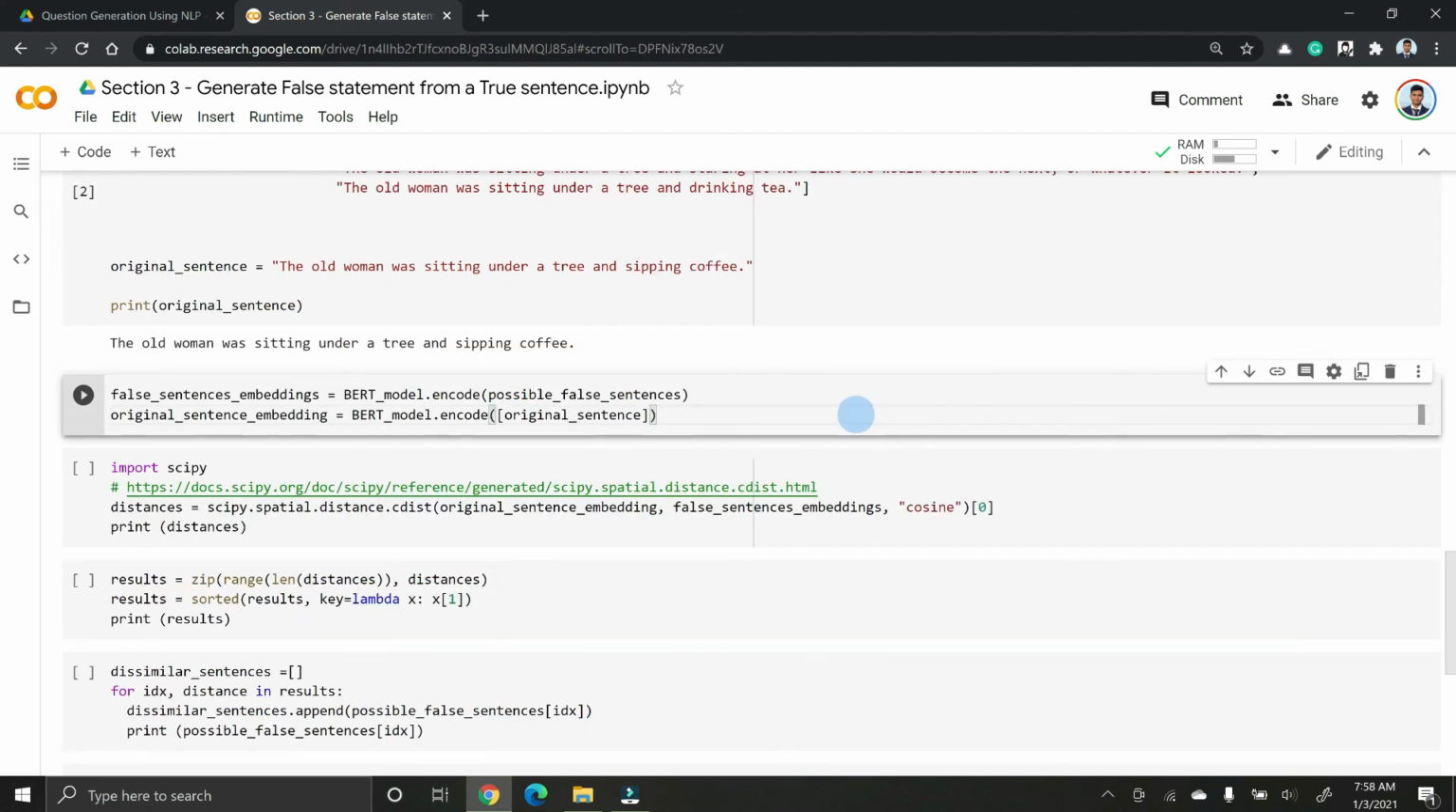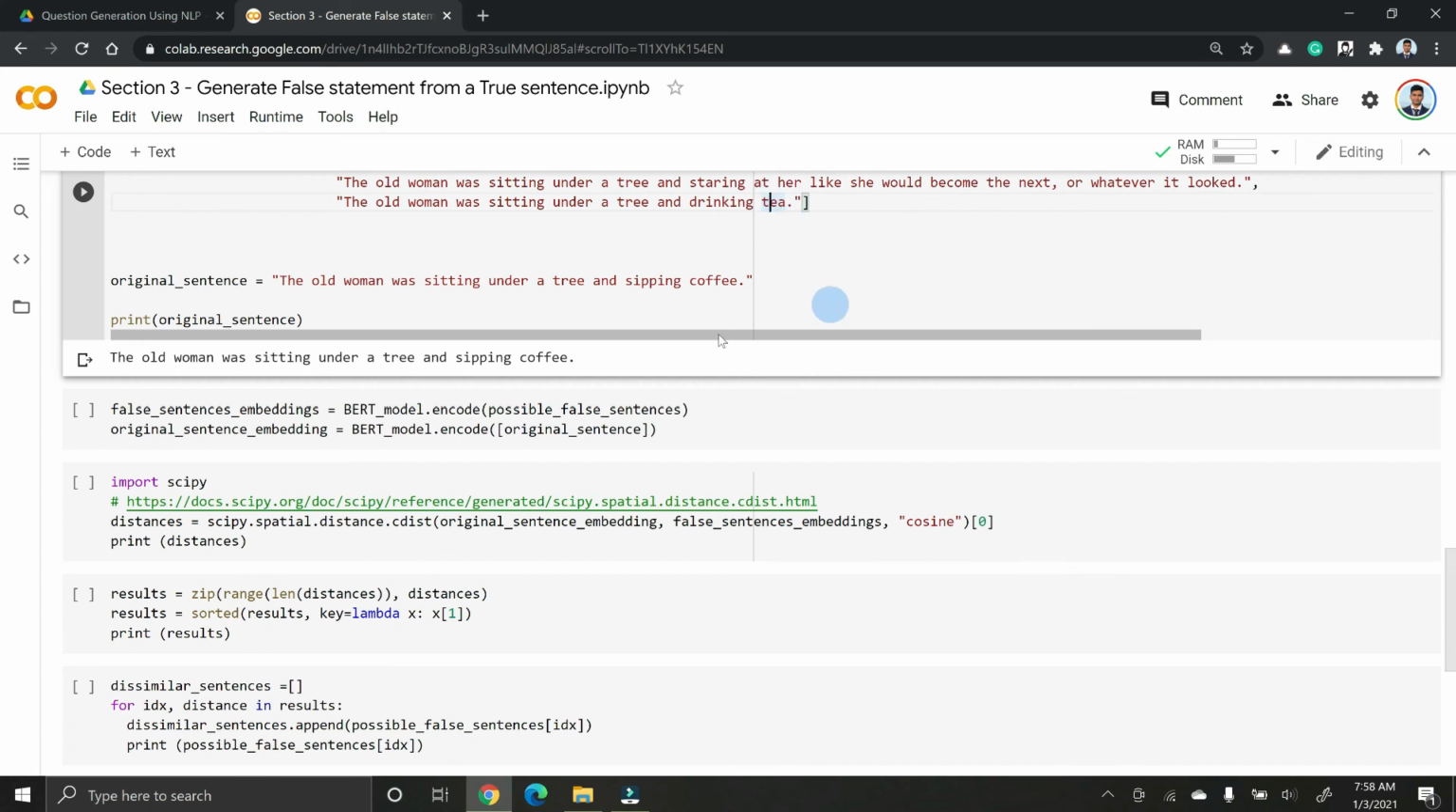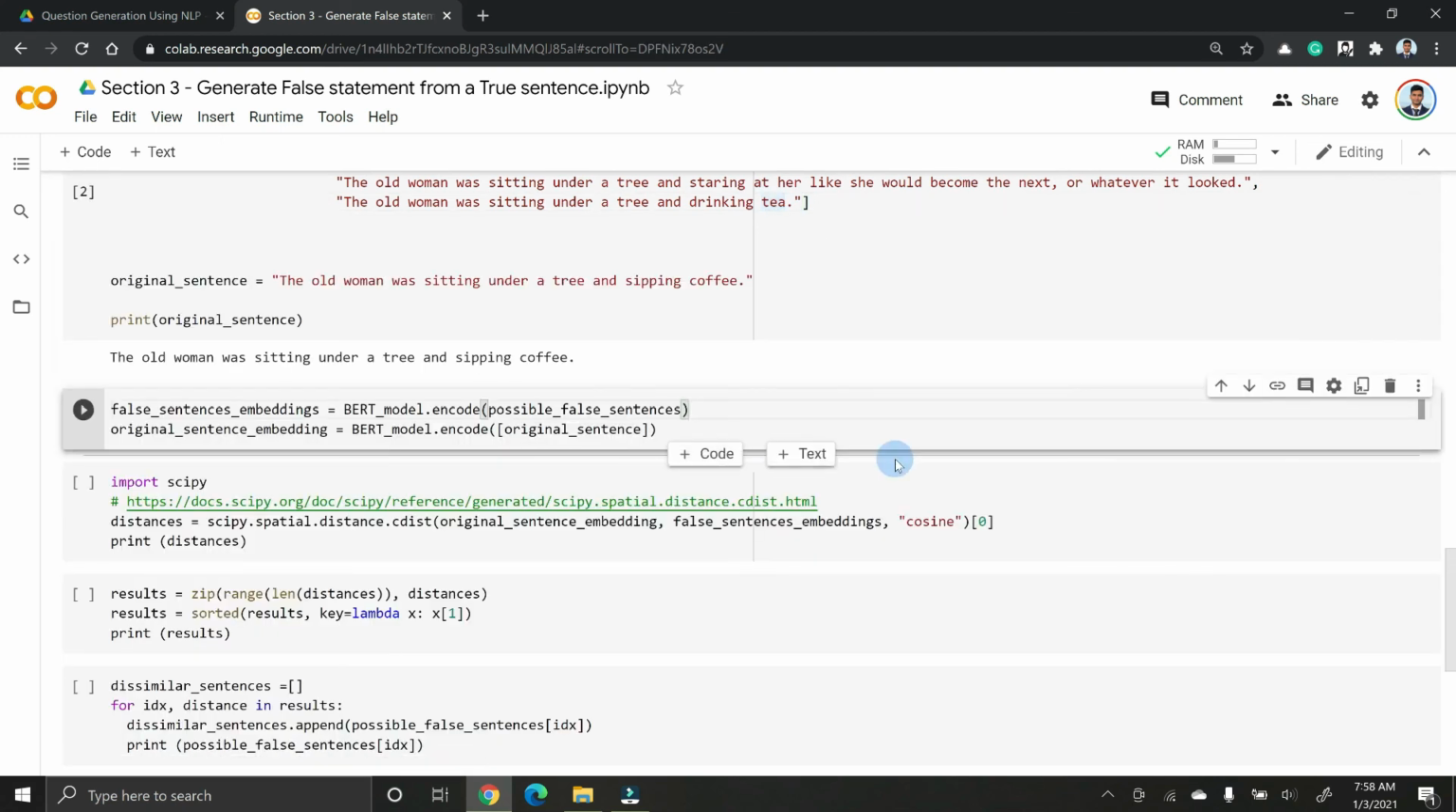So next what we are going to do is, we need to convert each sentence into an embedding of fixed size. So we downloaded our Distilbert model and we are going to use the Distilbert model to convert each of these sentences into a vector. So here I'm converting all the possible false sentences into their vectors in one single go, giving them as a list. Here I am only converting the original sentence into its embedding.